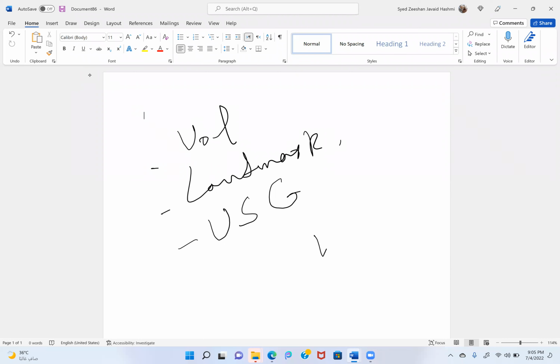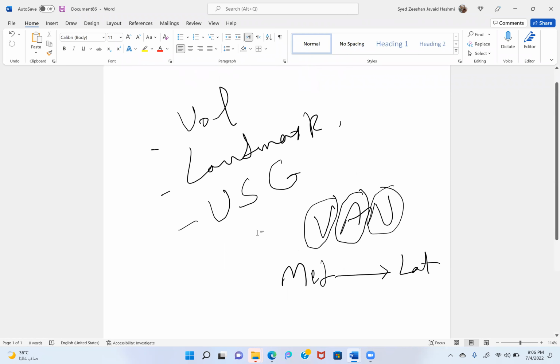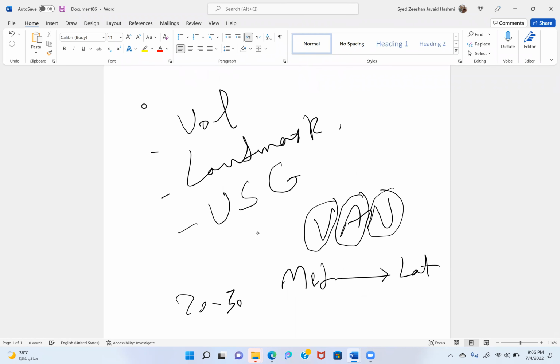It's VAN, vein, artery, nerve, from the medial side. You see the collapsible vein, and then you see the pulsating artery, and then on the lateral side, you will see the nerve. Okay, so this is one thing. And the volume is usually around 20 to 30 ml.